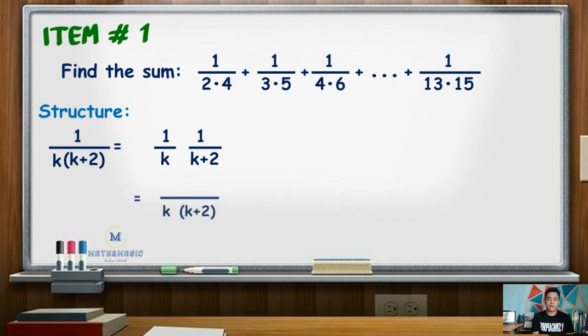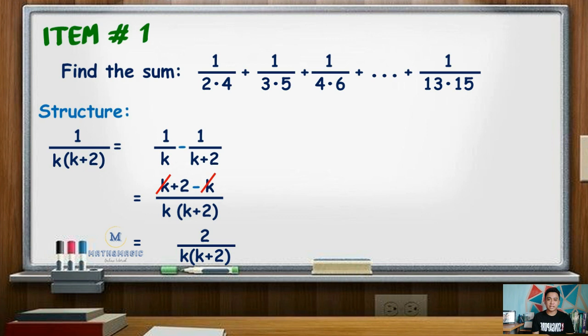The numerator now of the first rational number would be k plus 2. Then the numerator for the second rational number is k. Now we need to remove the variable k in the numerator. So here, the operation that we could use is subtraction. k can be cancelled out. Hence, we have 2 over k times k plus 2.